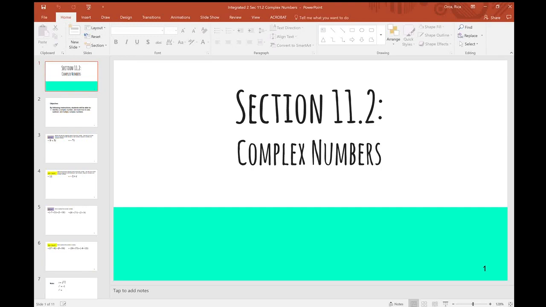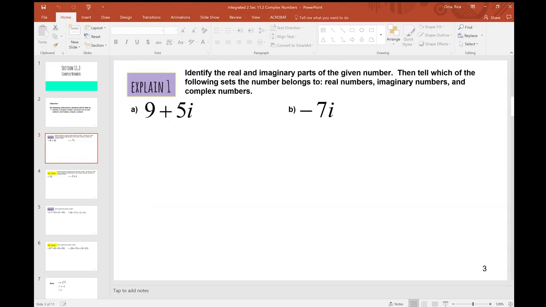Welcome back, class, to section 11.2, complex numbers. So a complex number is a combination of a real number and an imaginary number.